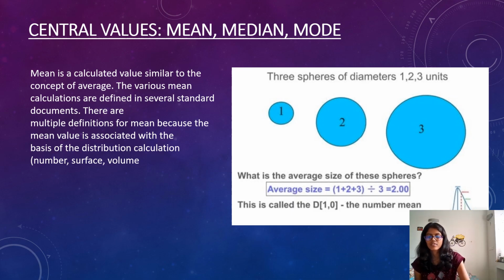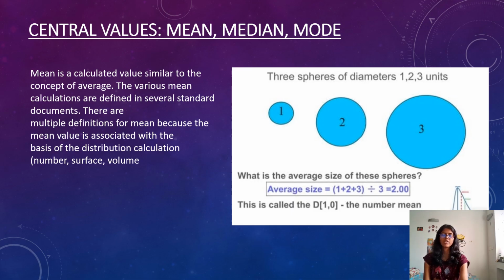So in particle size analysis, mean, median, and mode are essential statistical values used to describe the distribution of particle sizes in a sample. Each measure provides unique information about the central tendency or characteristics of the particle size distribution.